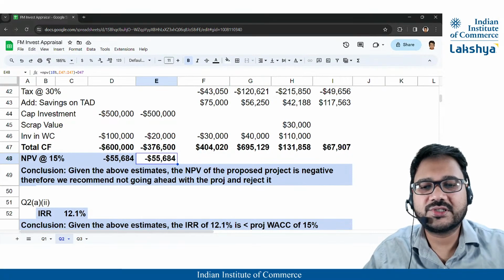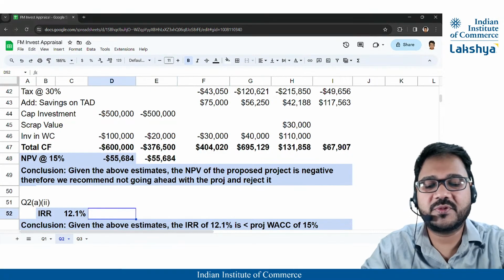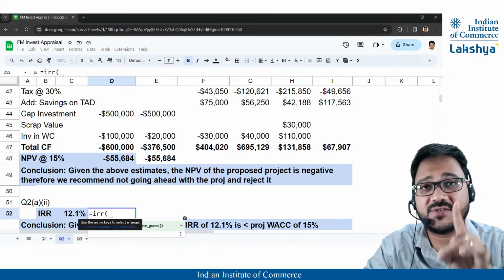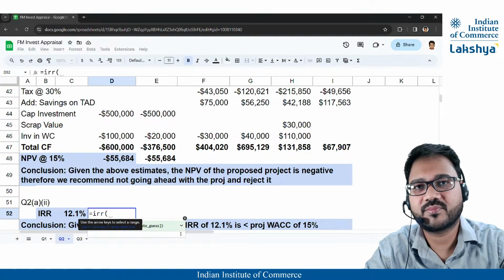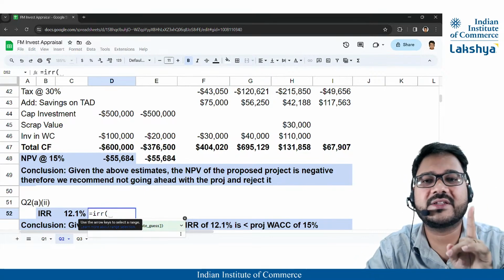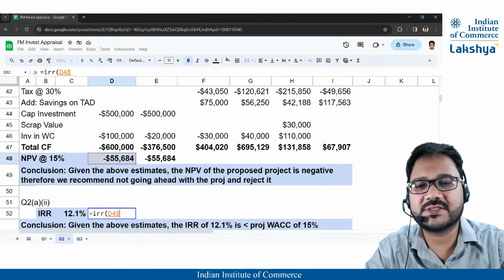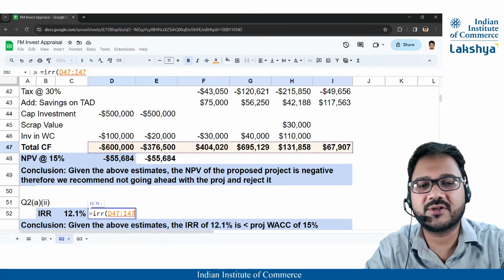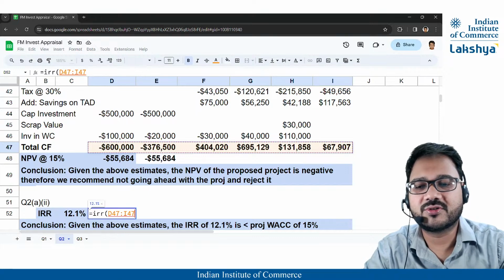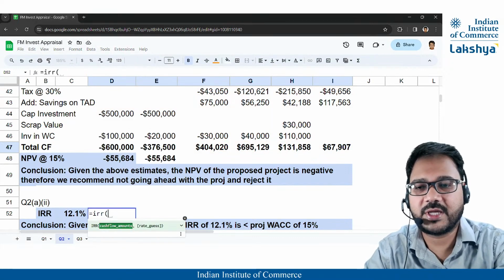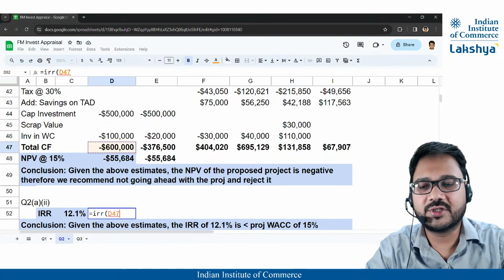Okay, then they also asked us to find the IRR. Very simple, is equal to IRR, bracket open, select all the cash flows, including year zero. Okay, in NPV, we do not select year zero in the formula, but for IRR, we select all cash flows, including year zero. So let me just do it again, is equal to IRR, bracket open, go here, shift, arrow, arrow, arrow, arrow, arrow.